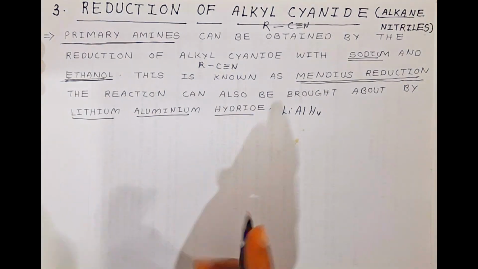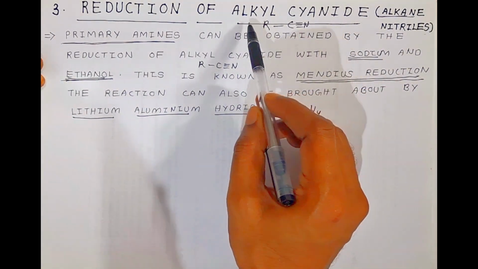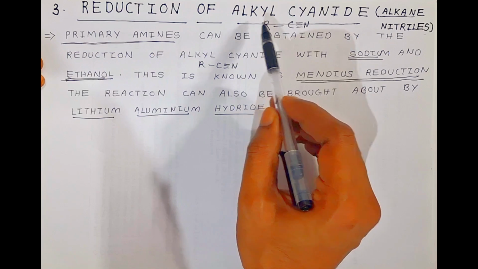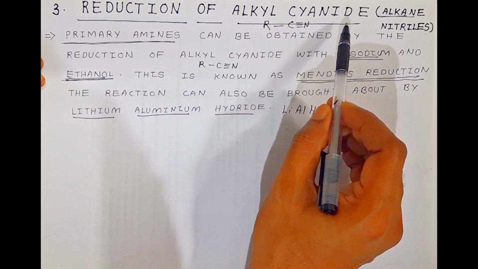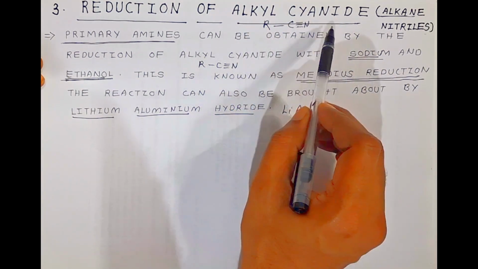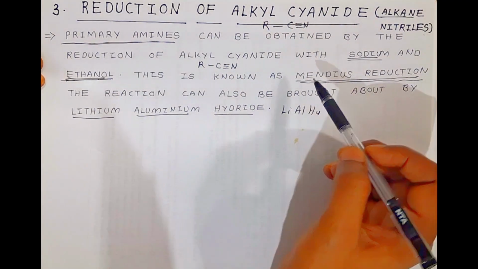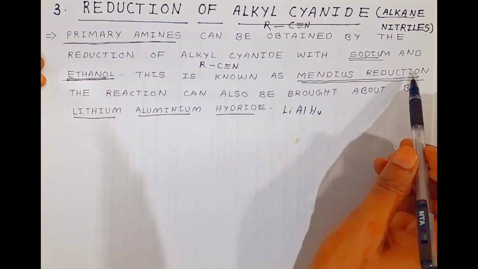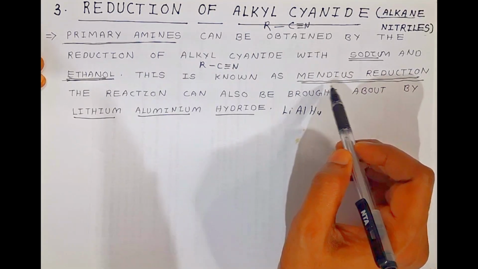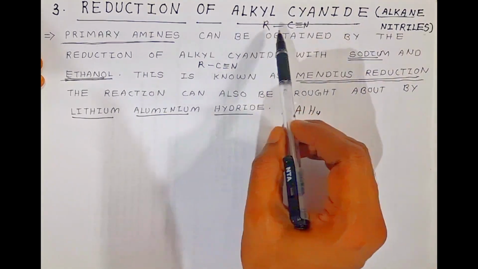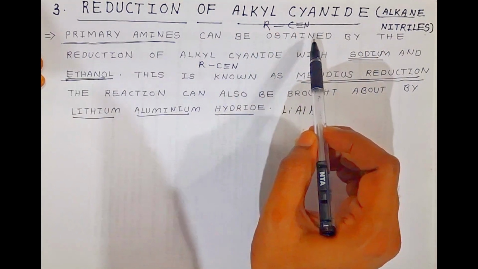Okay students, but here we are preparing primary amines from alkyl cyanide. Cyanide is very, very poisonous, students, so here we have taken alkyl cyanide. We are going to reduce it into primary amines. That is why this reaction is very, very famous, Mendius reduction. In examination sometimes they may ask what is Mendius reduction, so you should know the raw material is alkyl cyanide. We are going to reduce alkyl cyanide.